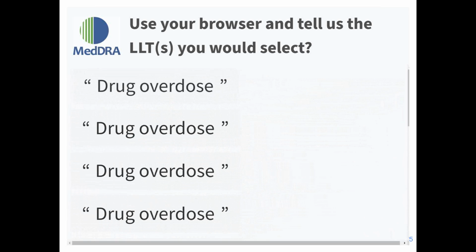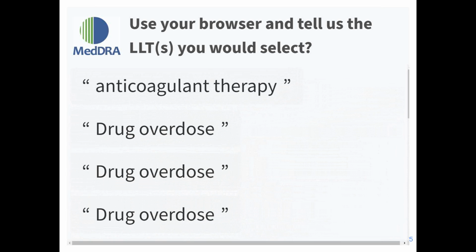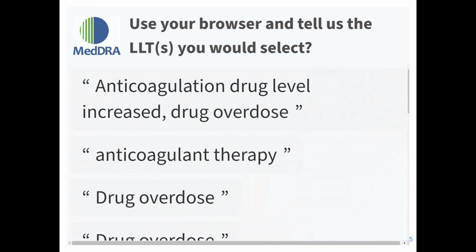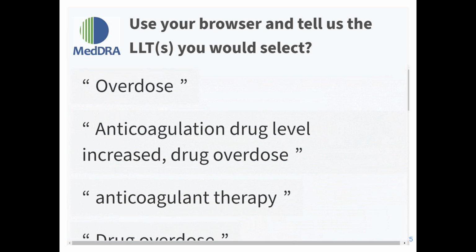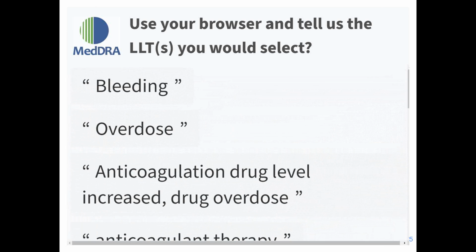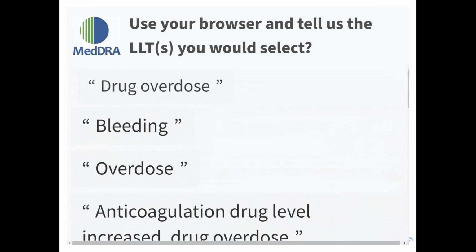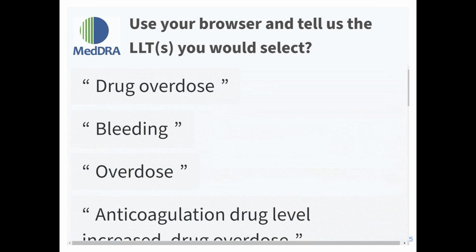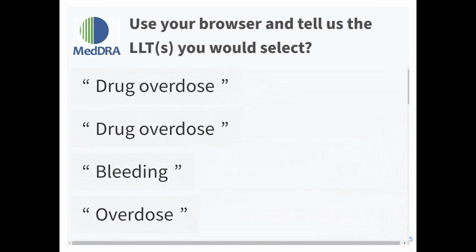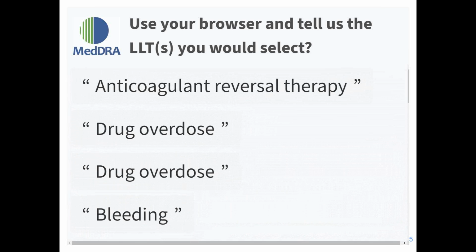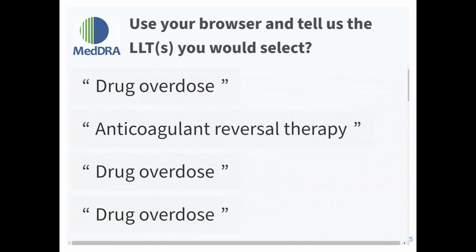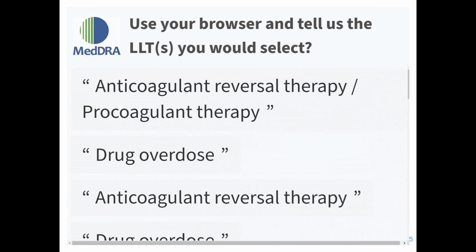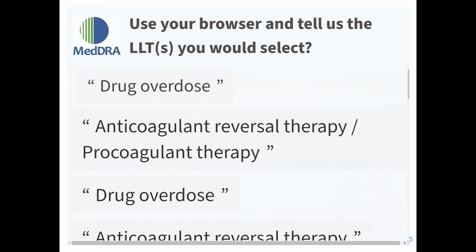This seems to be the preferred approach here, drug overdose. This would definitely need to be captured. Yes, it's an overdose of the anticoagulant therapy. Anticoagulation drug level increase, drug overdose. So somebody is proposing splitting here. Bleeding would be an event in the patient. It's a risk for bleeding. Anticoagulant reversal therapy. So let's look into the browser. You have proposed procoagulant therapy.